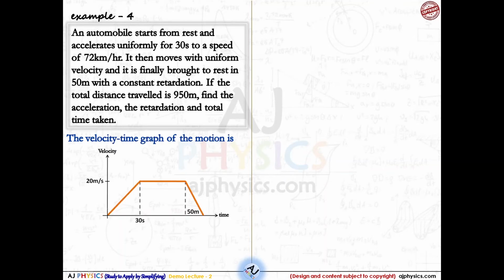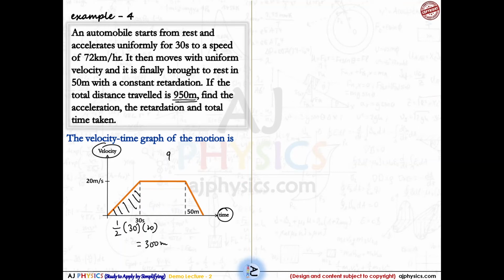Now the next thing is, in this duration, the distance covered will be the area of this triangle. So that will be half multiplied by 30 and 20. The area of the triangle is half base multiplied with height, and this will be 300 meter. Now the total distance was given as 950. So that means the total area of the graph was 950 because it is the velocity time graph. The area of the velocity time graph gives you the distance, and these things I have already discussed in the previous session.